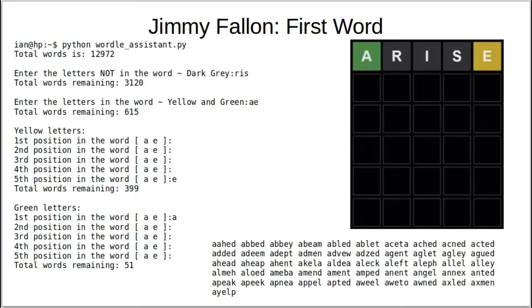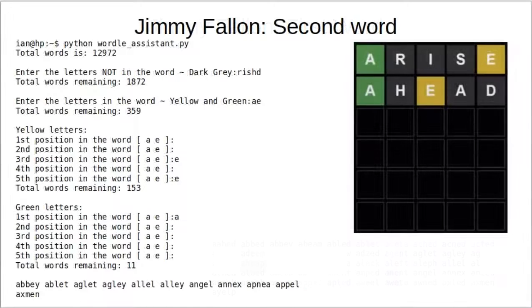And then for yellow and green, the A and E are both there, so it drops it down to 615 words. And of the yellow letters, we had a yellow letter in position 5, and that drops us down to 399, so a couple of hundred more knocked off. And we've got one green letter, an A, and we now have 51 remaining words. So here are the 51 remaining words that are contenders for the solution.